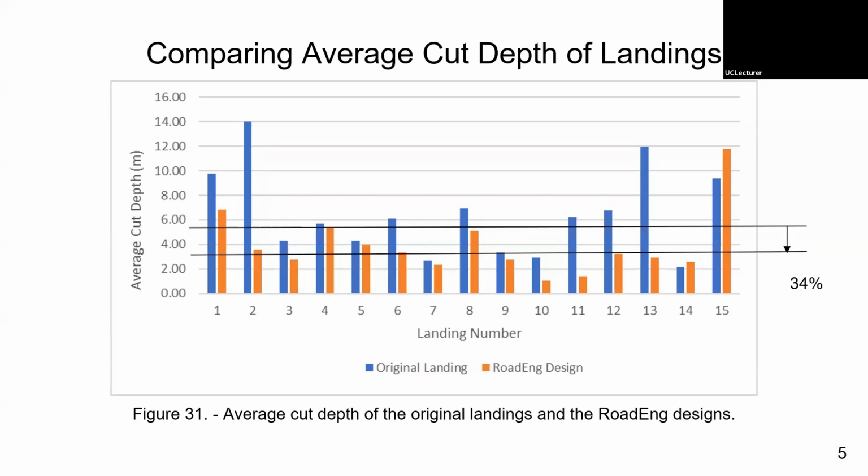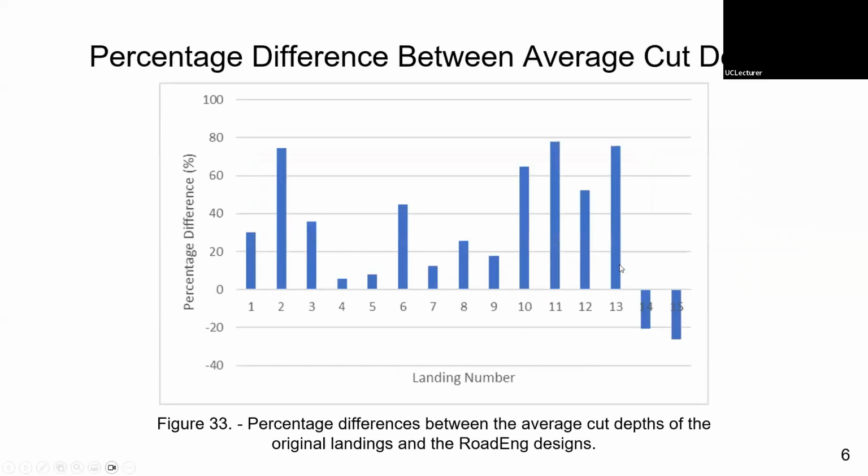To better understand this data, I also calculated the percentage difference between each of these and presented it in this graph here. Out of the feasible designs, the greatest improvement was 78%, whilst the lowest was 6%. The 2 negative outliers that you can see on the right here were 21% and 26% respectively. And like the other infeasible data points, I suspect were a result of errors in the reconstructed digital surface model.